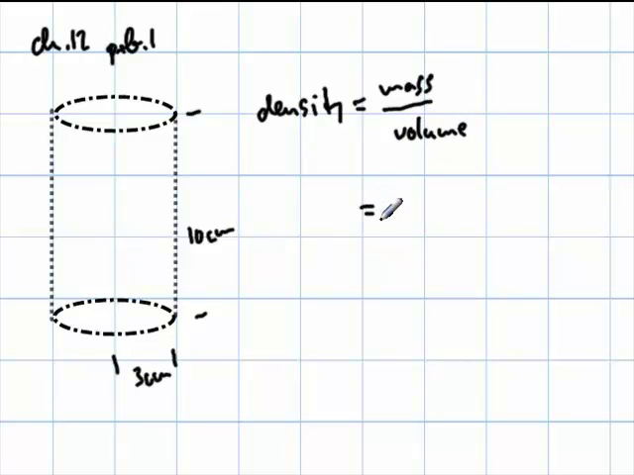And in this case, the mass is given as 5 kilograms. And we have to figure out what the volume is. And it's the volume of a cylinder, so we have to look that up. And the volume of a cylinder is the height times the cross-sectional area, so pi r squared. And this is not hard at all to look up.